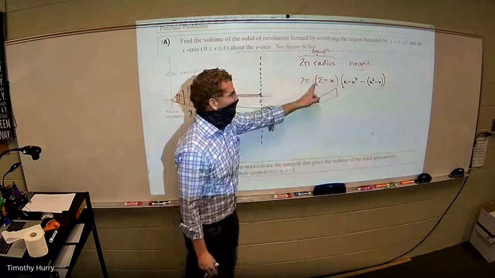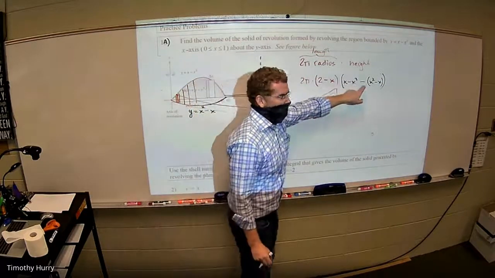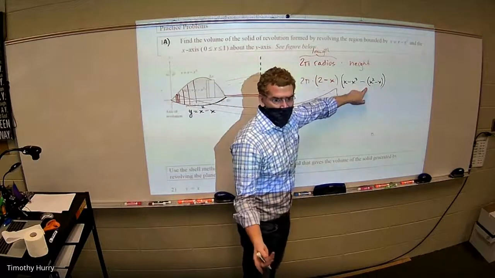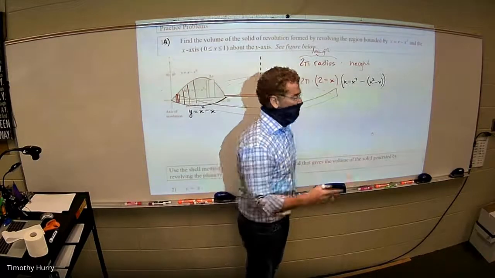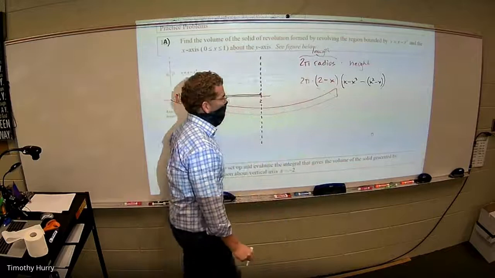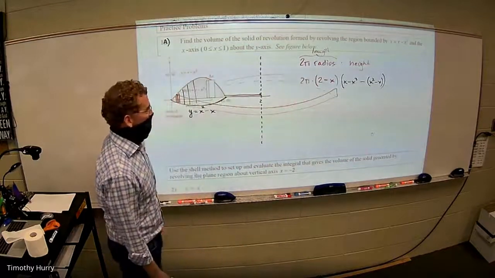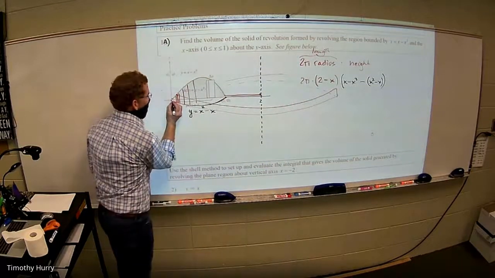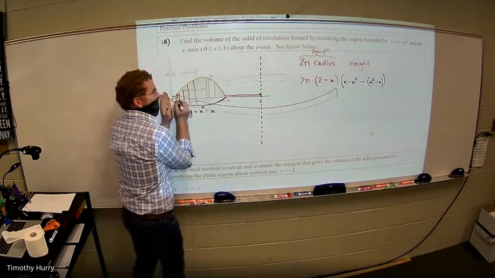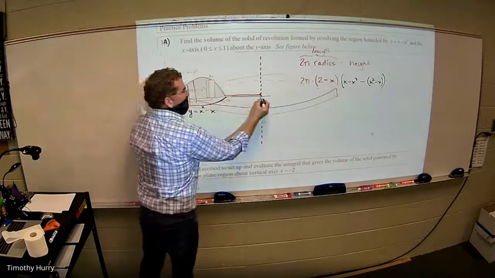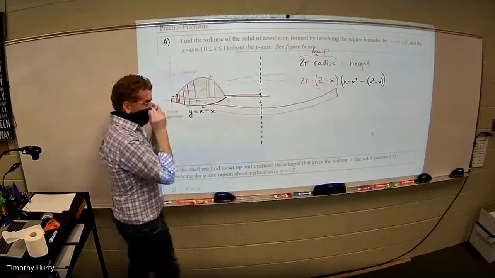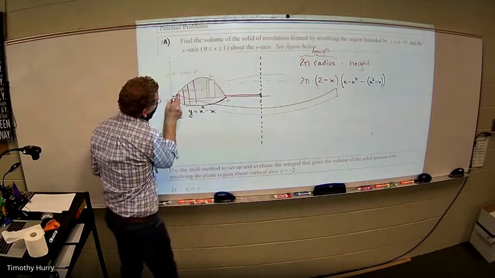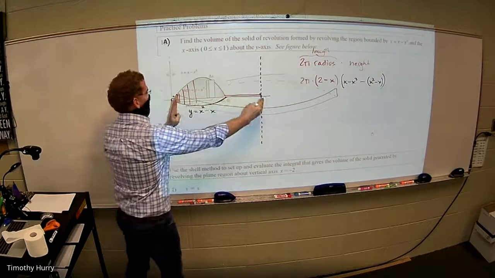So 2 pi radius times height. That's the area of my ribbon? Yes. Why is the x in the radius, like where is that x coming from? Remember we said that little length right there is x. This length from 0 to here is 2. So if I go 2 minus that x value, that leaves me what's left over.